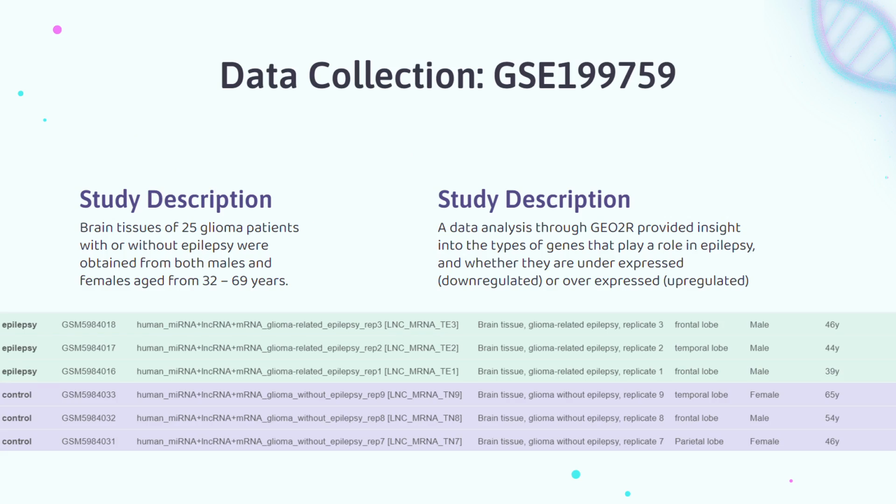So to see a wider range of genes and how they might be affecting epilepsy, whether upregulated or downregulated, we can use GEO2R. This dataset used brain tissues of 25 glioma patients with or without epilepsy and was obtained from both males and females aged 32 to 69. Data analysis through GEO2R provided me with insight into the types of genes that play a role in epilepsy and whether they are underexpressed, which is defined as downregulated, or overexpressed, which is known as upregulated. What we see through our analysis is the gene ID and also the adjusted p-value, which tells us how significant that gene is. The lower the p-value, the higher the role that the gene plays in epilepsy.